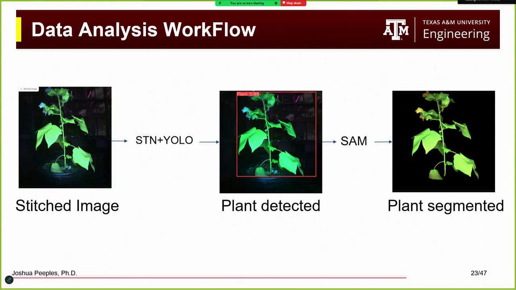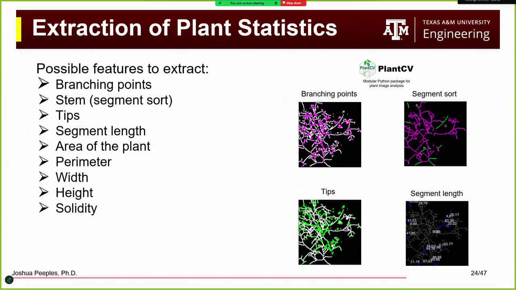Okay. And so just to recap what we do, we get the stitched image, do the bounding box detection, and then we do segmentation to isolate it from the background. And so from there, we leverage PlantCV to extract different features. And Noah did a great job explaining this.